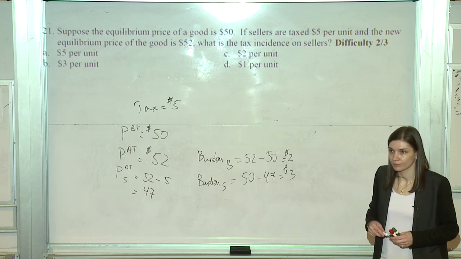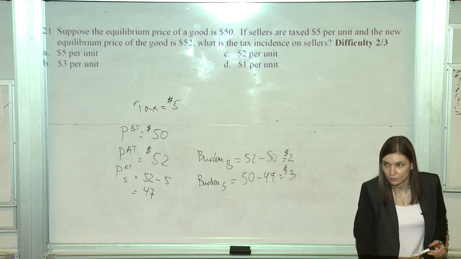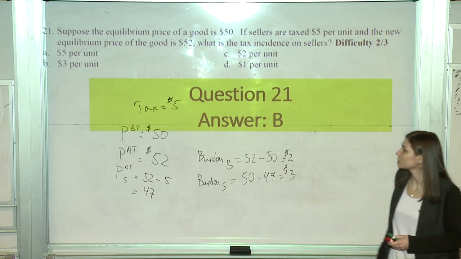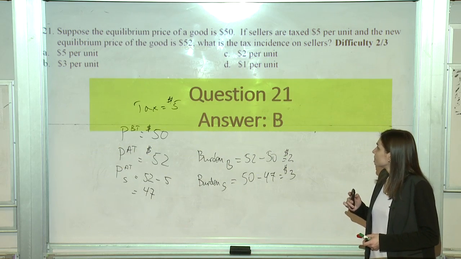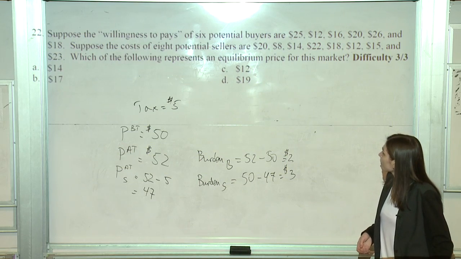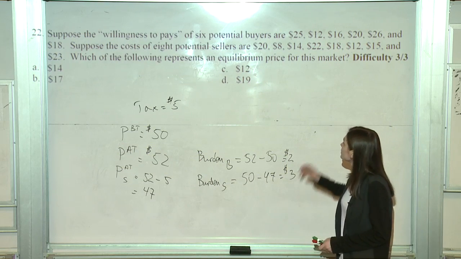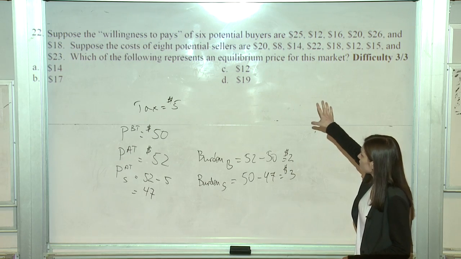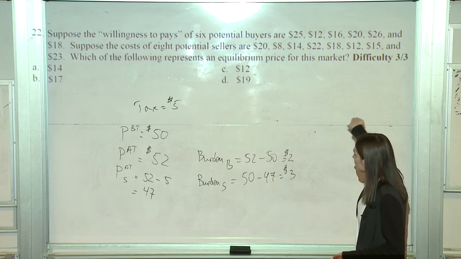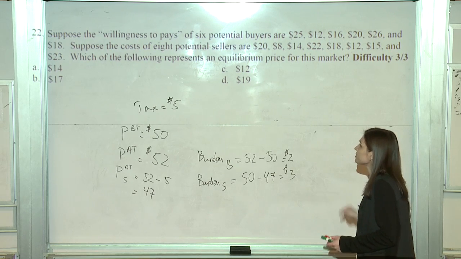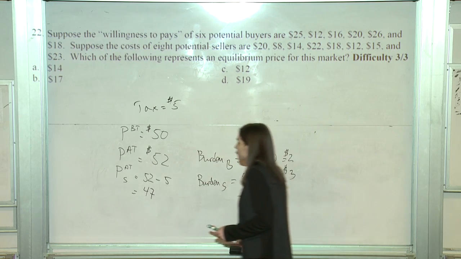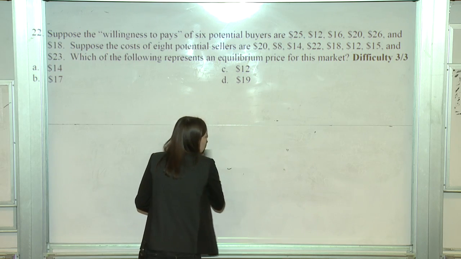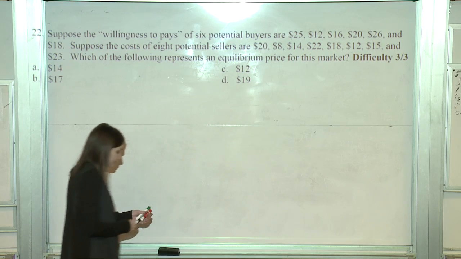Okay, any questions? So here, what was this? B? Yeah, the answer is B. All right, suppose the willingness to pay of 6 potential buyers are those, and the costs of 8 potential sellers are the following. Which of the following represents an equilibrium price for this market? All right, an equilibrium price for this market.